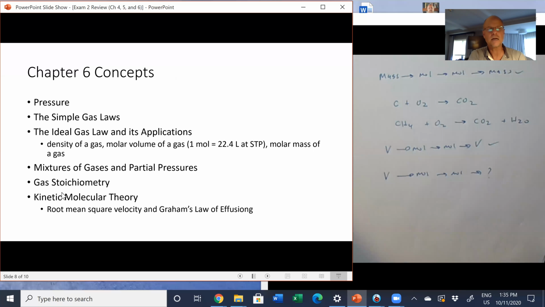And then lastly, we talked about kinetic molecular theory, specifically know the assumptions of kinetic molecular theory and know how to calculate the root mean square velocity of a gas and know how to work with Graham's law of diffusion.